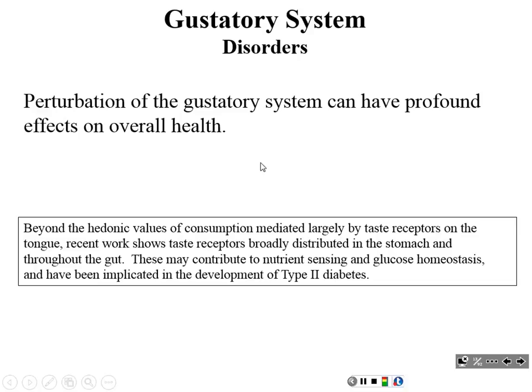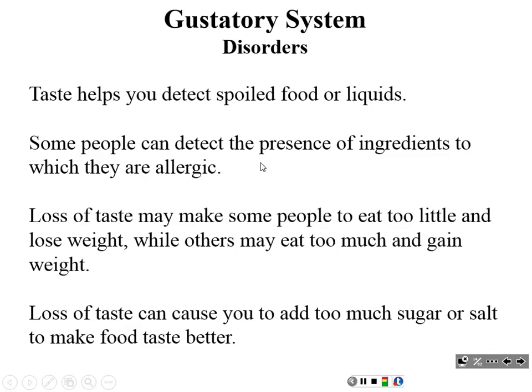Perturbations of the gustatory system can have profound effects on overall health. Because beyond the hedonic values of consumption mediated largely by taste receptors on the tongue, recent work shows taste receptors broadly distributed in the stomach and throughout the gut. I mentioned this a few seconds ago. And these may contribute to nutrient sensing and glucose homeostasis and have been implicated in the development of type 2 diabetes. So a person having taste disorders can have a huge impact on the overall health of the patient.